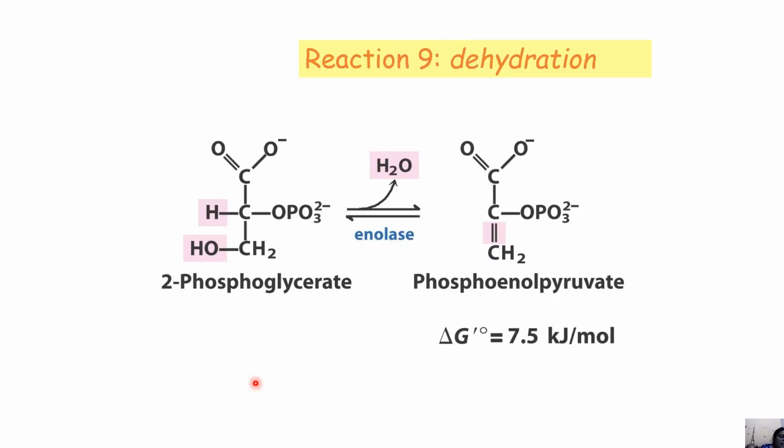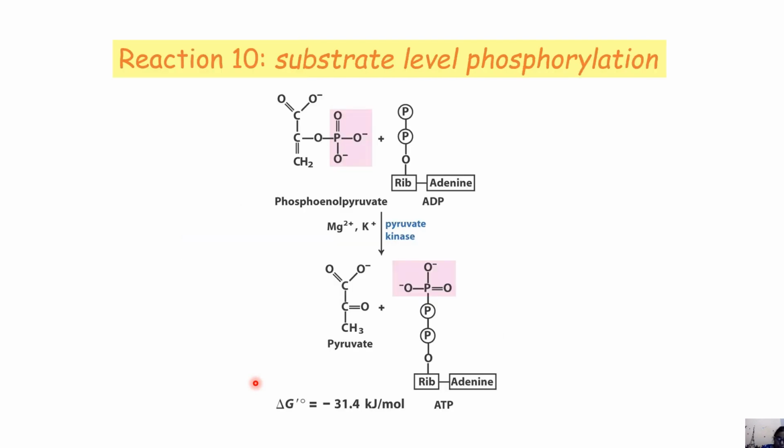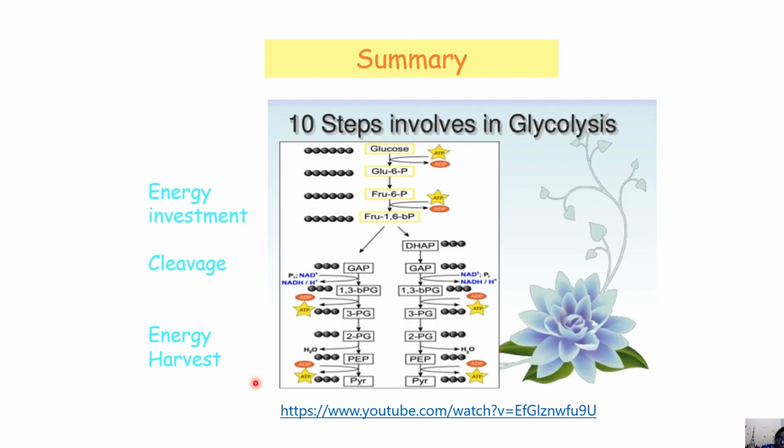Reaction 9 is then dehydration. 2-phosphoglycerate will get converted to phosphoenolpyruvate using enolase. The phosphoenolpyruvate would get converted to pyruvate using pyruvate kinase, where magnesium and potassium are used. Okay, so these are the 10 steps involved in glycolysis.